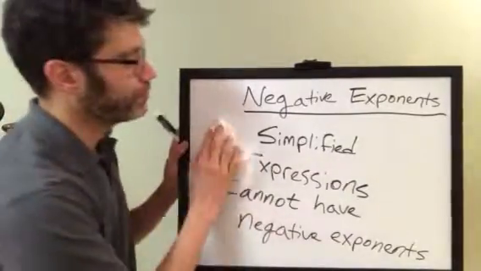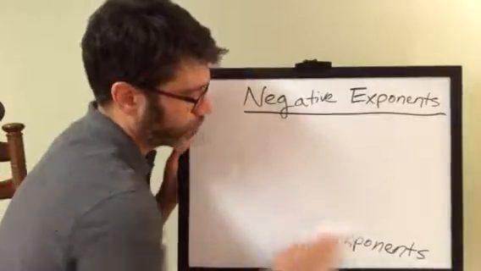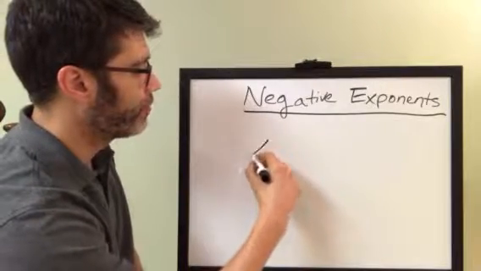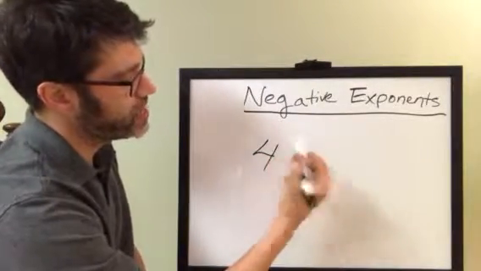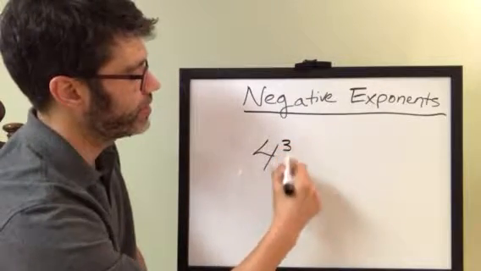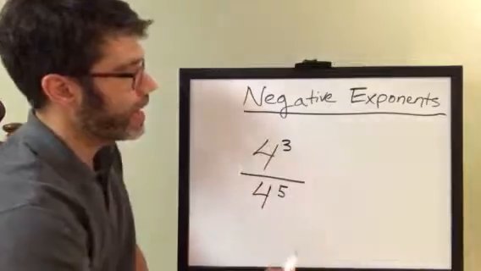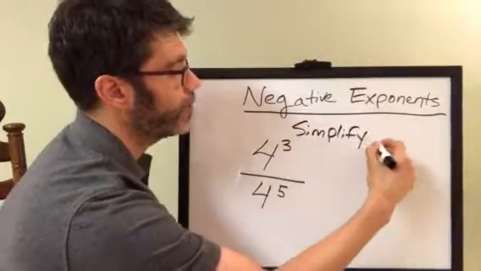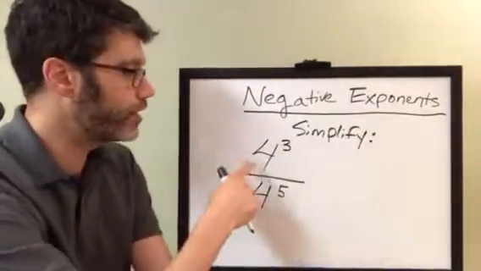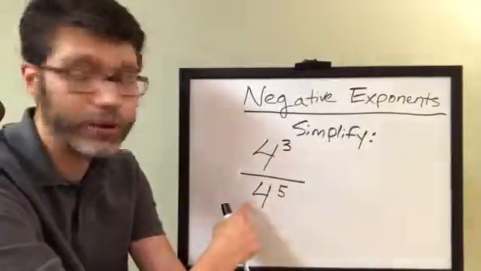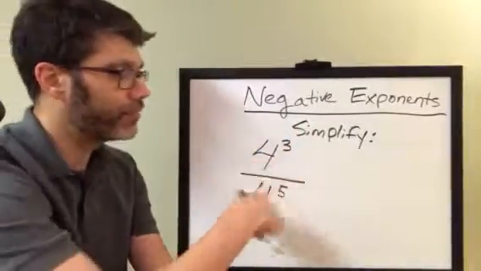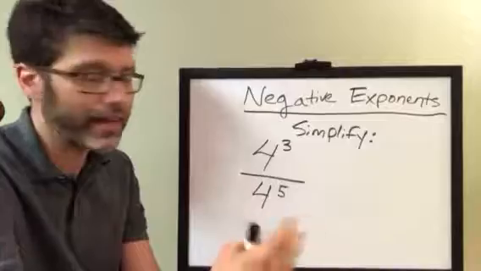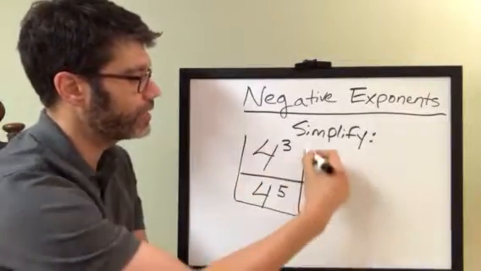So let's say you were simplifying a problem. Let's say you were given 4 to the 3rd divided by 4 to the 5th, and the instructions were simplify. Not evaluate. I don't really want to know what 4 to the 3rd is, or what 4 to the 5th is. I'm not actually multiplying 4 times 4 times 4. I just want to write this expression in a simplified form.